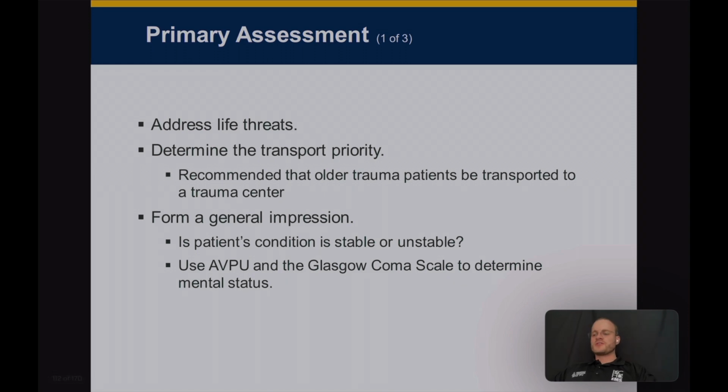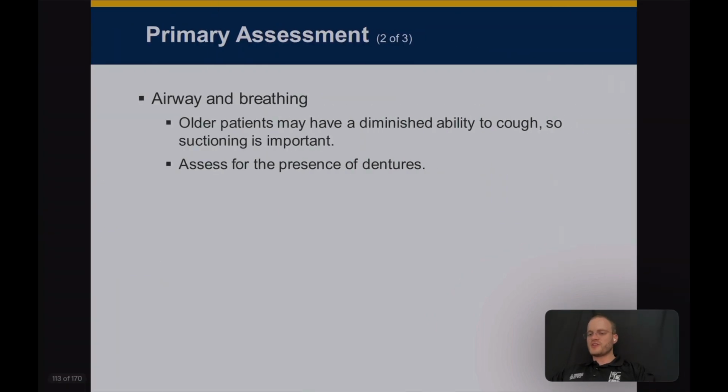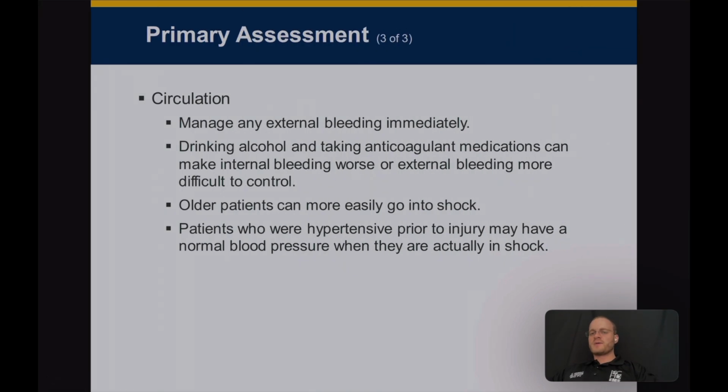Okay, so during our primary assessment, you should have already addressed life threats, but determine the transport priority, right? Remember, an old lady that falls and hits her head taking blood thinners needs to go to a trauma center. You'll learn that in the field, but just general things like that. And so, form a general impression. Is the patient stable, unstable, APU, GCS, stuff like that. I've already talked about that.